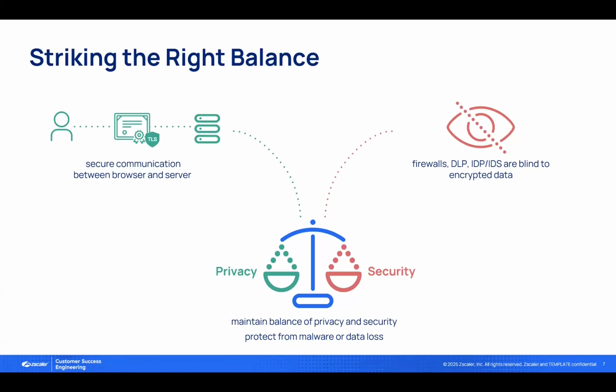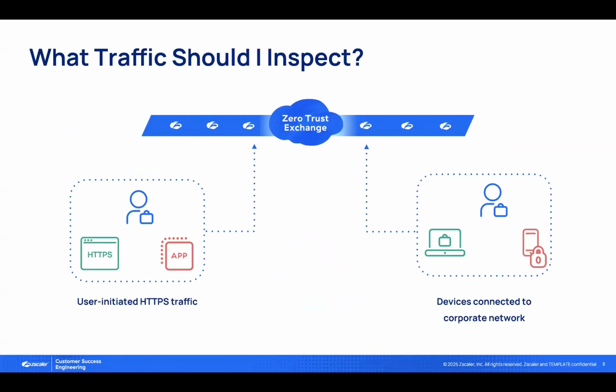First, it's important to note that TLS as a protocol exists to secure communication between browser and server and make sure that that communication can't be intercepted or tampered with. It's also important to know that as a result of this encryption, firewalls, DLP policies, IDP, IDS, etc., all of the security controls that we normally leverage to protect our users, our data, and our devices are blind to this communication. The goal then is to strike the right balance between privacy and security to protect your users, their devices, their data, and your corporate network from malware or data loss without negatively impacting privacy.